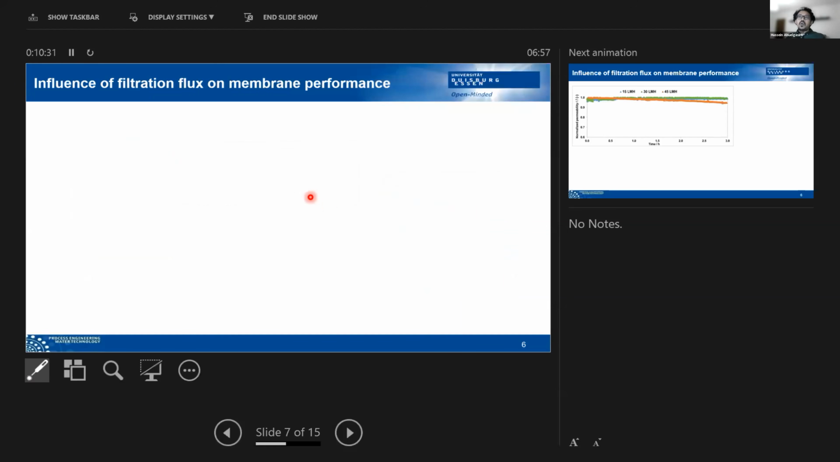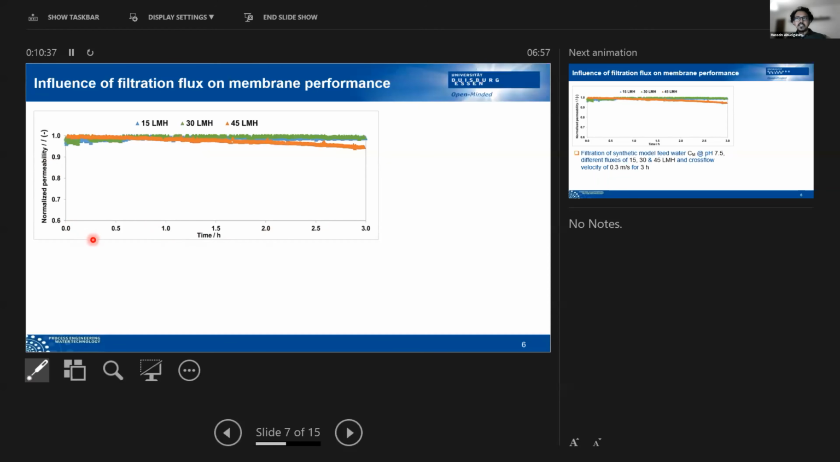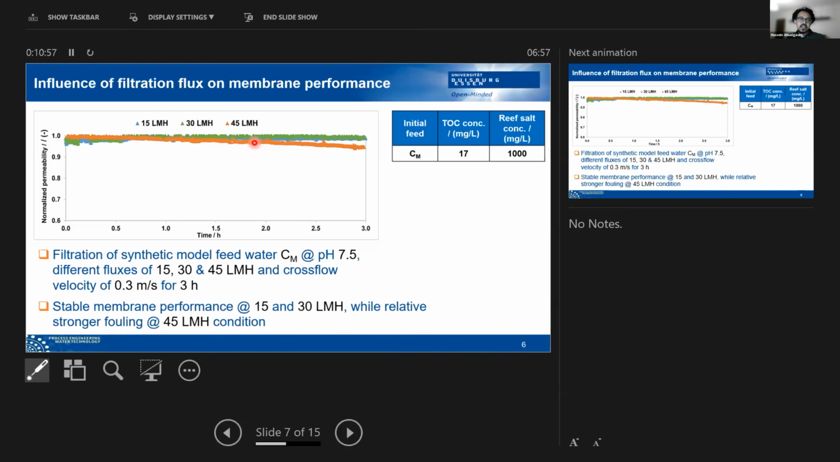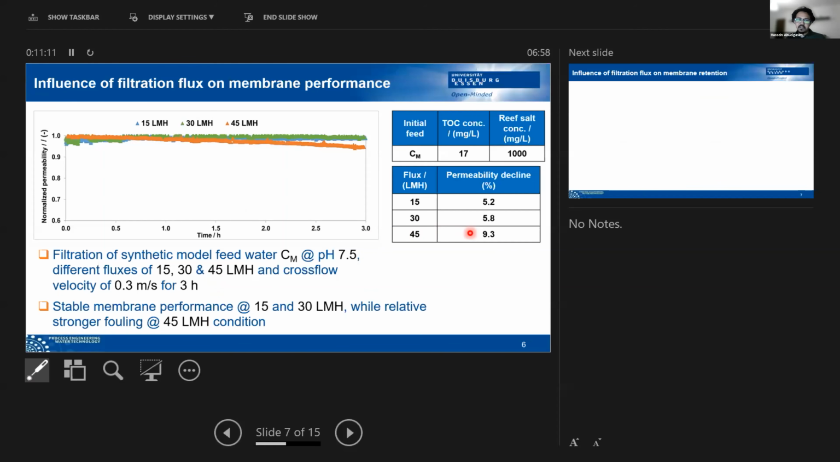Okay, so we also wanted to test the influence of the filtration flux on the membrane performance. That's why we repeated the same experiment, however we took only a constant initial feed concentration. We used the medium feed concentration, TOC 17, and reef salt of 1000. We increased the fluxes to 15, 30, and 45, that is the blue one, the 15, the green one, and the orange. A stable membrane performance was seen at 15 and at 30 LMH. However, a relatively stronger fouling was seen at 45 LMH, which is mainly, let's say, 9% membrane decline.